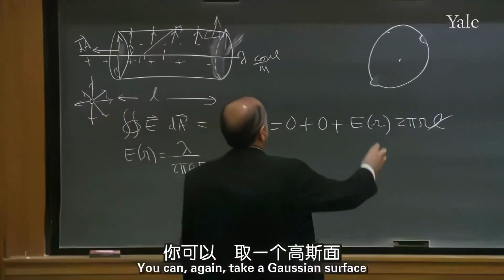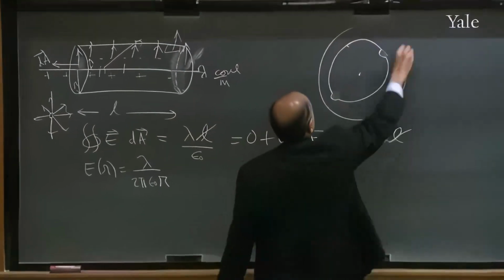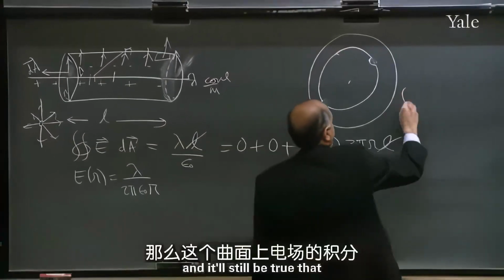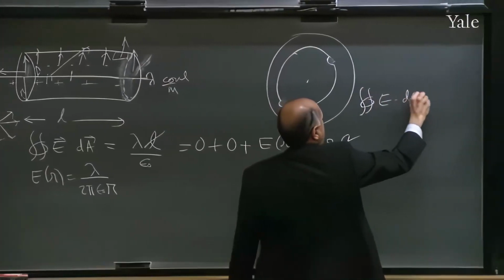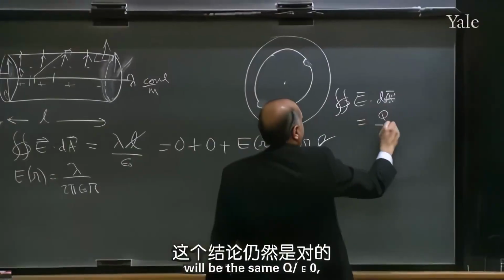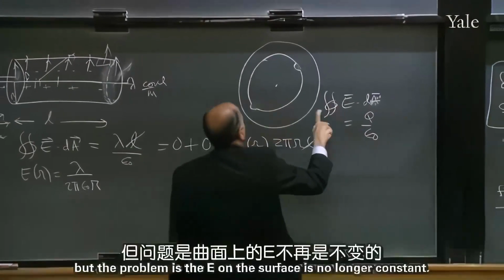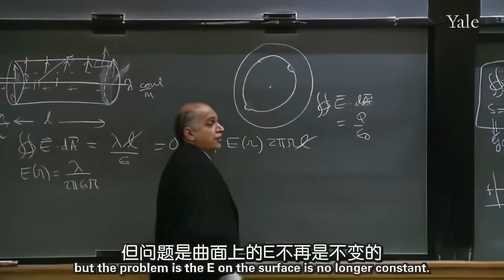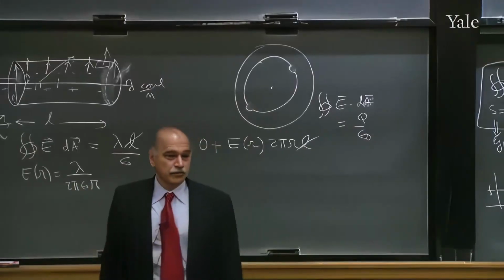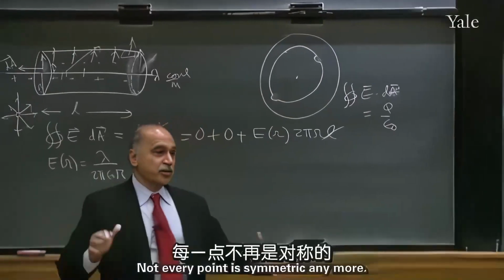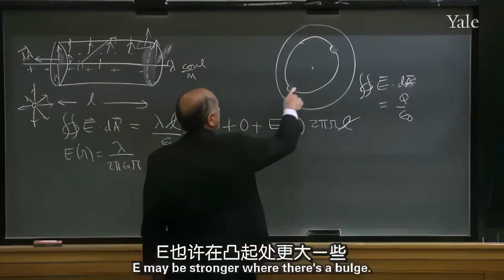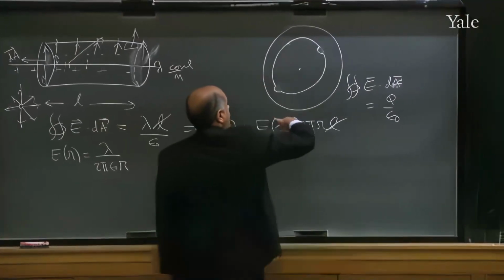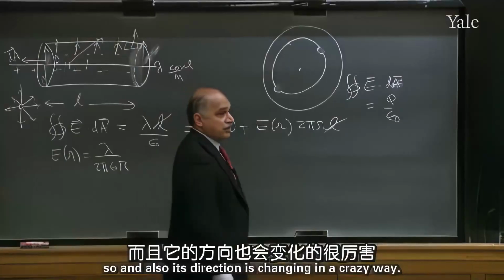You can again take a Gaussian surface, and it will still be true that the integral of the electric field on that surface will be the same q over epsilon 0, but the problem is the E on the surface is no longer constant. You understand? Not every point is symmetric anymore. E may be stronger where there's a bulge, E may be weaker where there's a hole, and its direction is also changing in a crazy way.